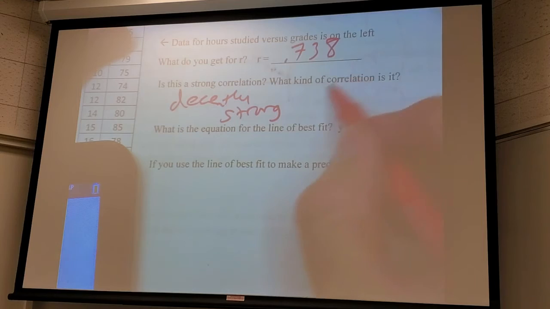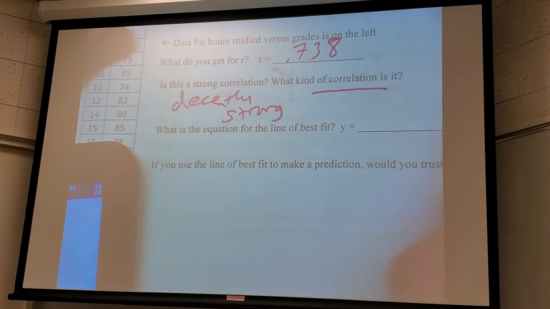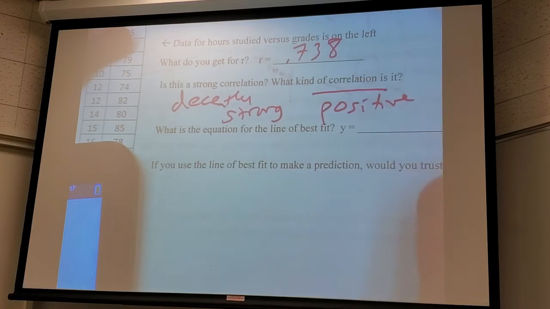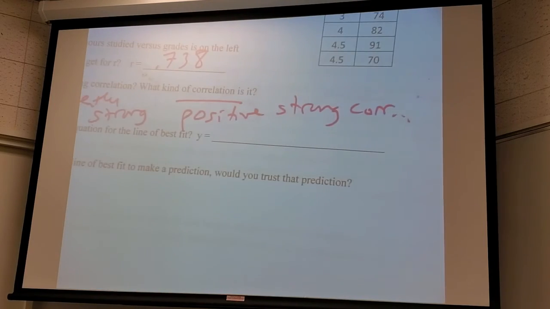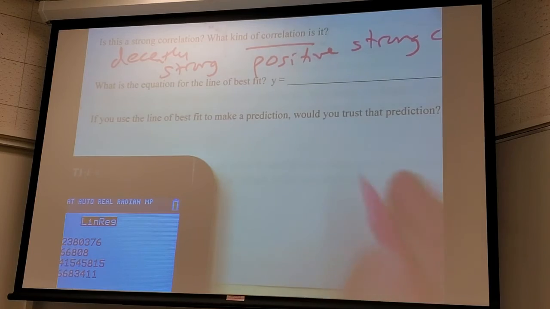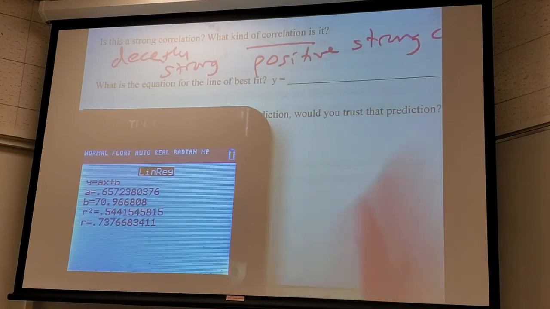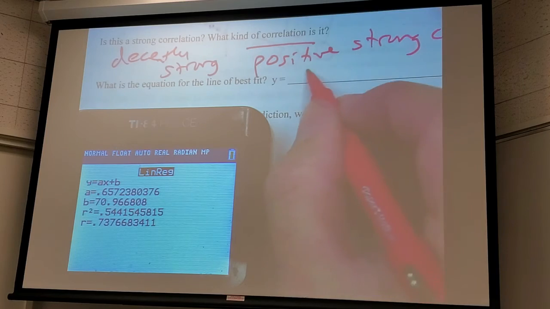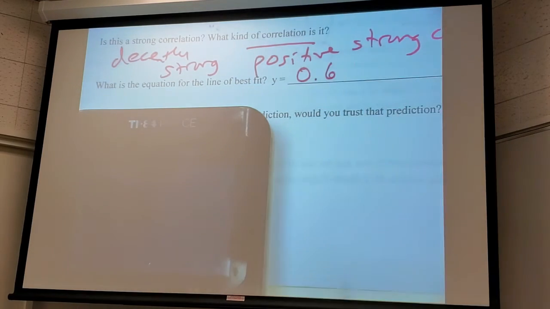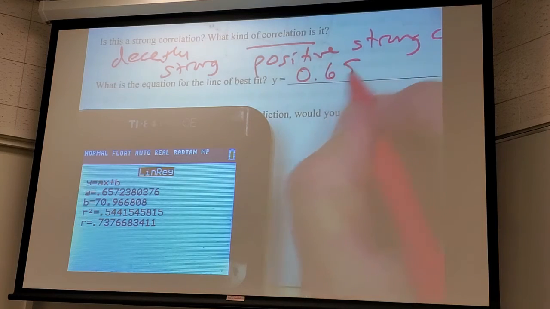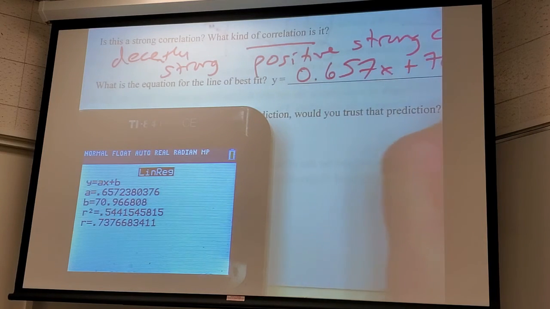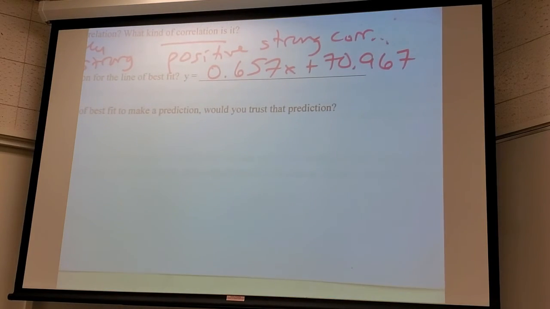So what kind of correlation is it? Is it positive or negative? Positive. Makes sense, it's got an up slope. Positive, strong correlation. And let's see, you guys got the line of best fit written down? Here's what I got. Roughly. So you guys got?